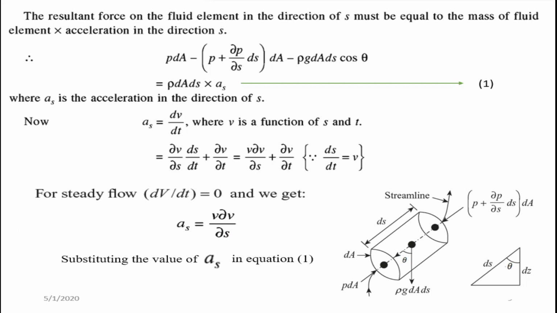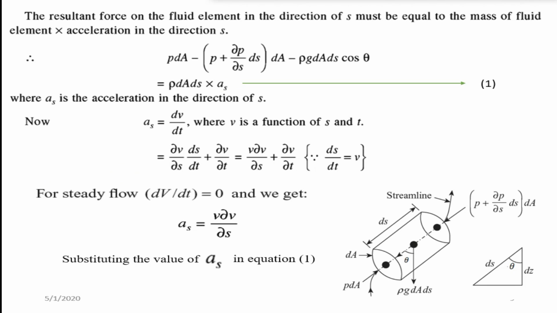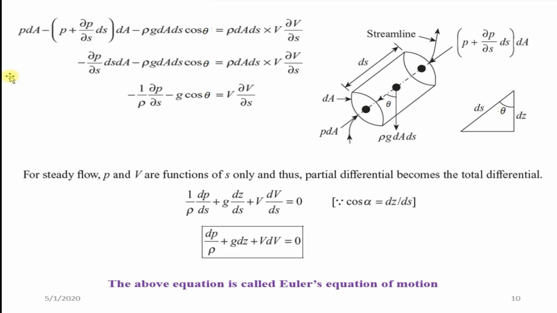Now you substitute in equation number 1. You have the equation: net force acting on the fluid element is equal to mass into acceleration. In that the a_S term is there, that you have to substitute now. The a_S value is V into ∂V/∂S. Just substitute here. What you will get? Now you have to substitute the acceleration equation in equation number 1. Now we will see after substitution what you will get.